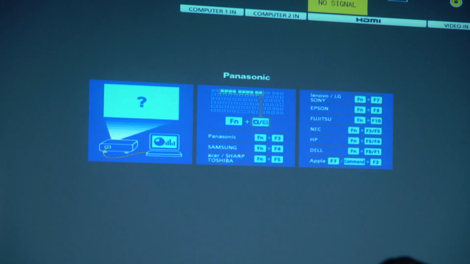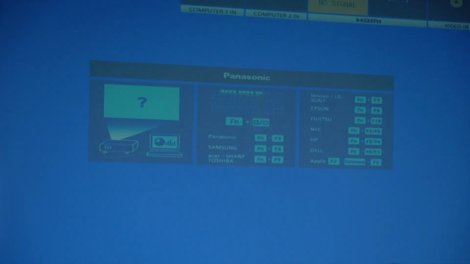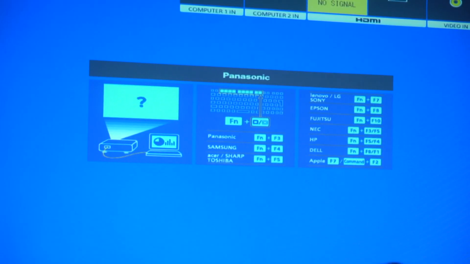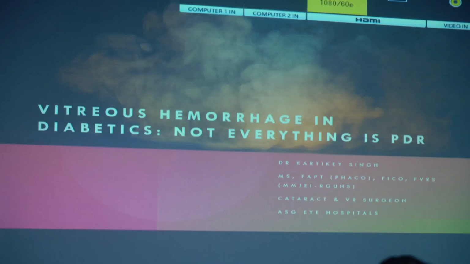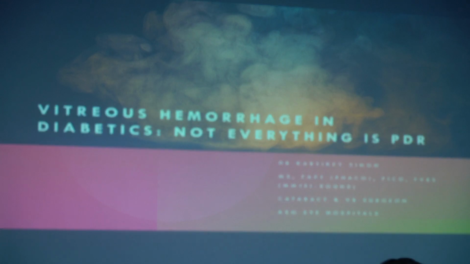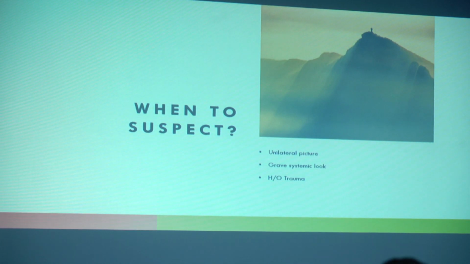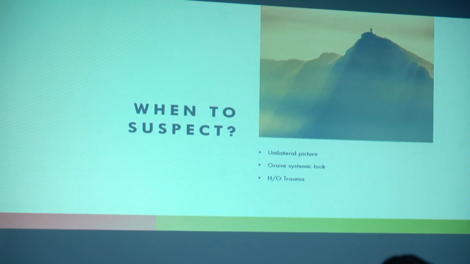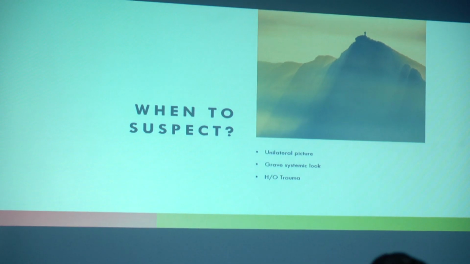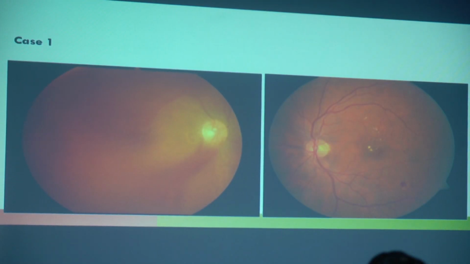So we have seen everything till now, from intraoperative surprise to macular pathology causing VH, and now I'll be talking about vitreous hemorrhage in diabetics, but not everything is PDR. So when to suspect? When you see a unilateral picture, grave systemic look, history of trauma, these are three major things which make you suspicious that this could not be a PDR causing vitreous hemorrhage. So I'll be talking about cases directly.